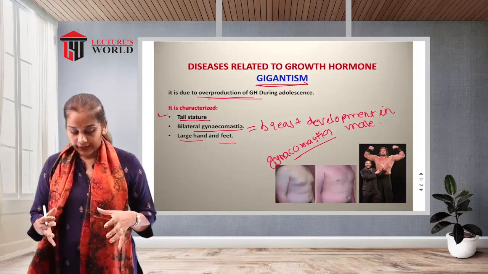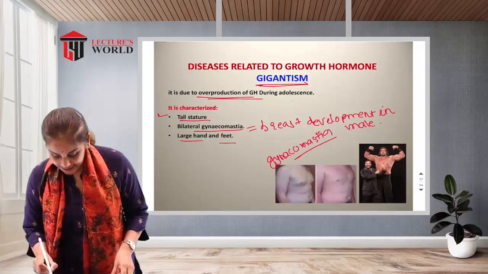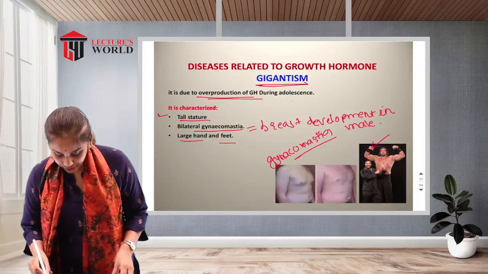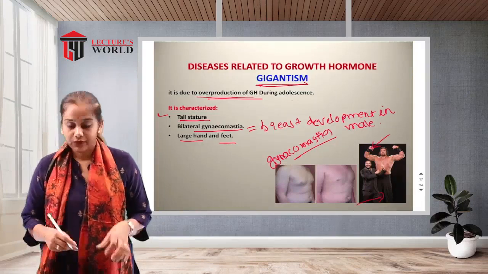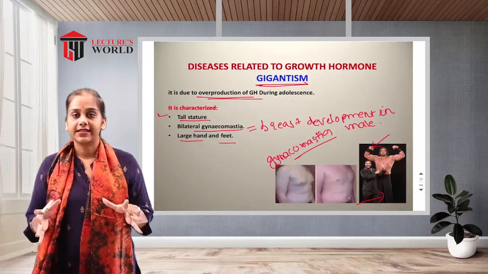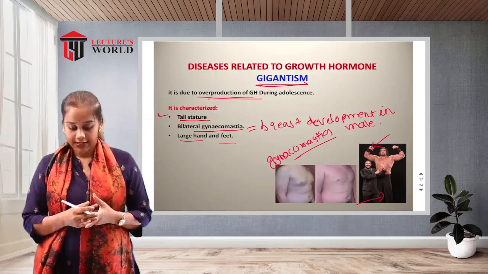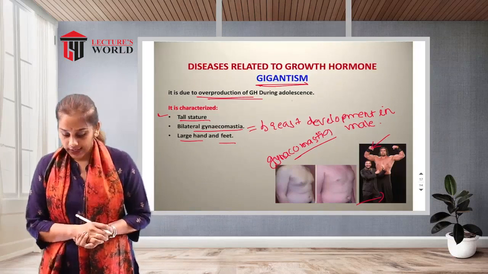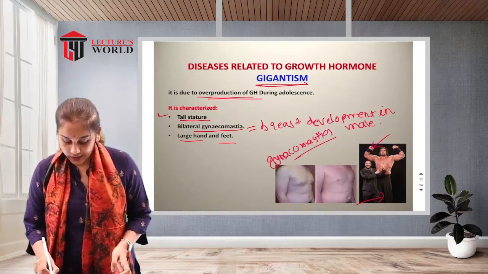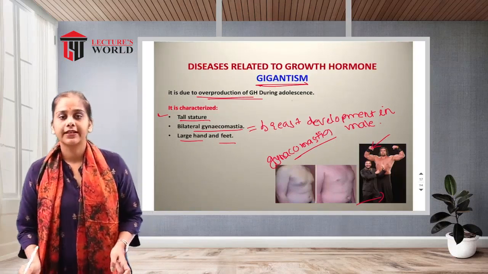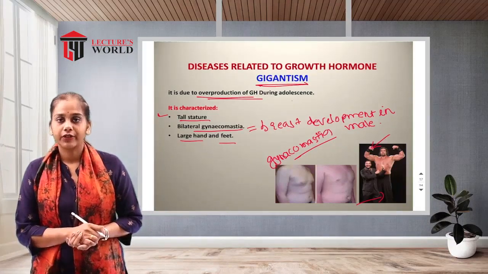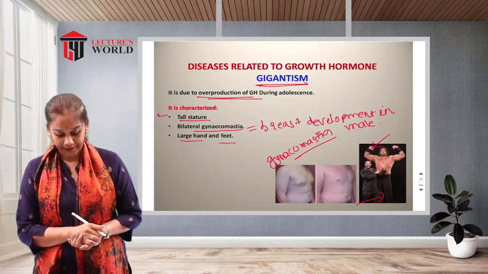Then large hands and feet. See, this is the large hand. The feet are larger than normal, which is a clinical feature of gigantism. See, this is the example of the Khali. He also has a growth hormone related abnormality.